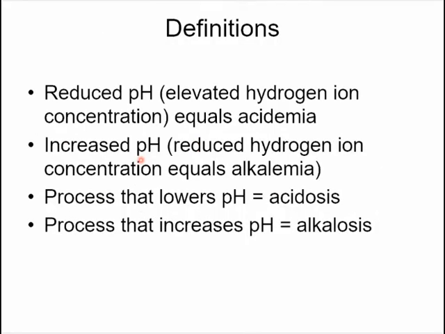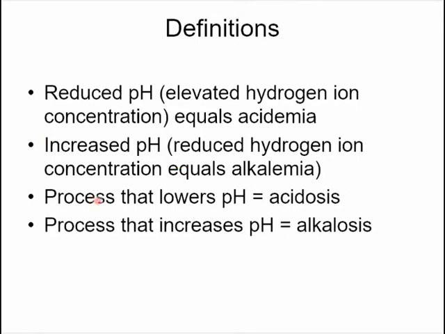So when you have conditions of increased hydrogen ion concentration in the body, the net result is the reduction of the pH. So this is your acidosis, or condition of acidemia. When there is a decreased amount of hydrogen ion in the body, this will lead to increased pH, and this is a condition called alkalosis or alkalemia.